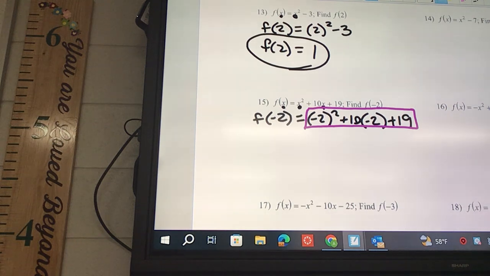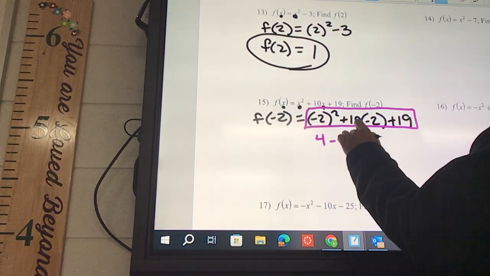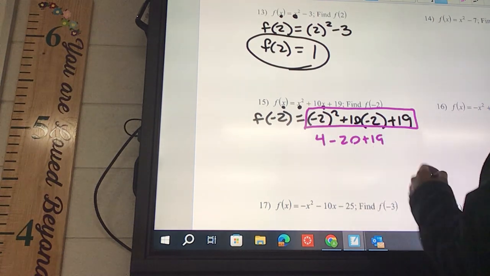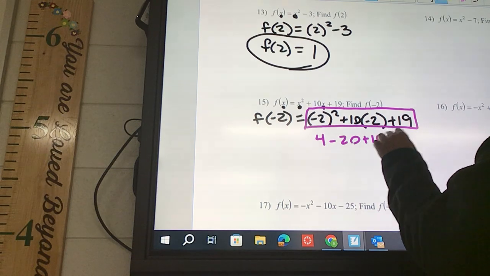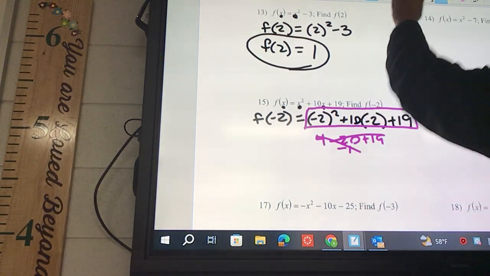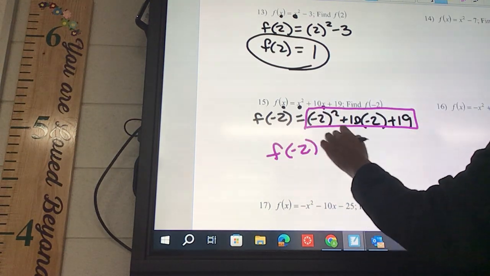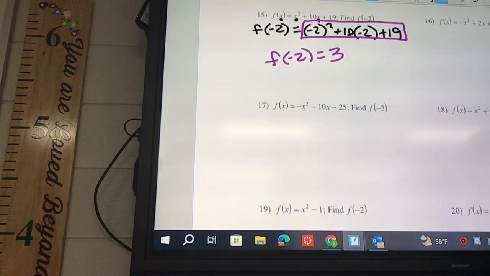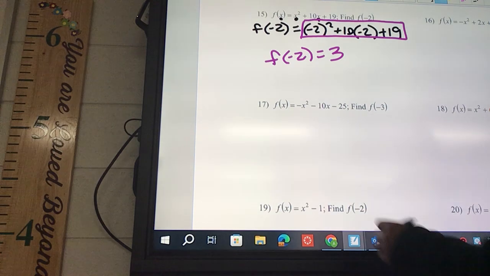Negative 3? I get 3. 3? 9. That's what I got. Mm-hmm. I got 3. Let me see. It should be 3. Yeah. So f of negative 2 equals 3. Maybe you forgot a parenthesis or a negative. Okay, 17. Everywhere we're going to be plugging in a negative 3.